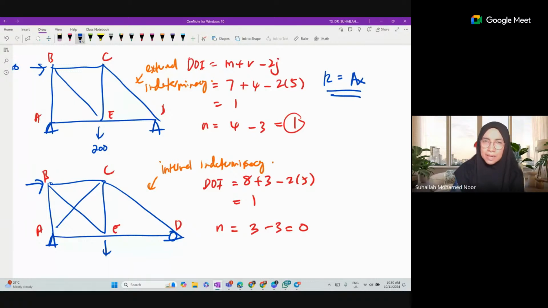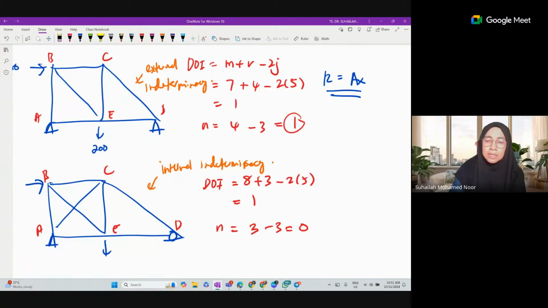But for the second diagram, the second truss, we cannot remove one from A, because if we remove one from this roller, it becomes a roller. So there is no truss with two rollers as a stable truss, cannot. The stable truss must have at least one pin and one roller. So we cannot remove a support reaction as the redundant.